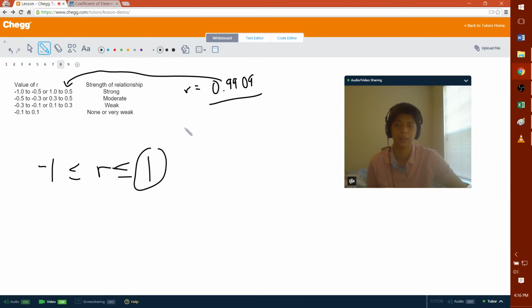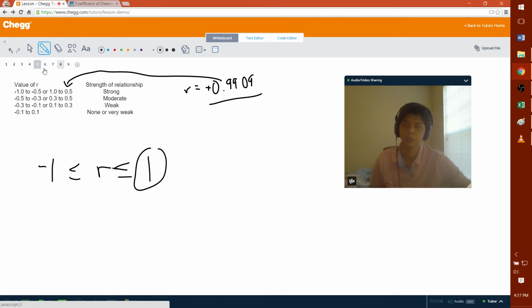So remember that the positive comes from the sign. There's no negative, so it's positive. And the strength comes from just this arbitrary category. But, I mean, since it's 0.9909, no matter what kind of source you use, it's probably going to tell you that it's either a strong or a very strong positive relationship. So now that we've reviewed this, let's go on to actually solving for R squared.